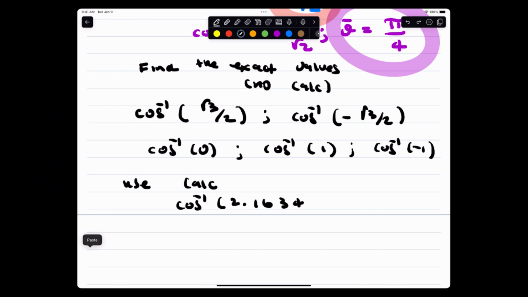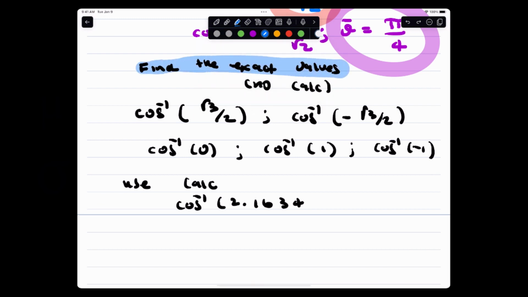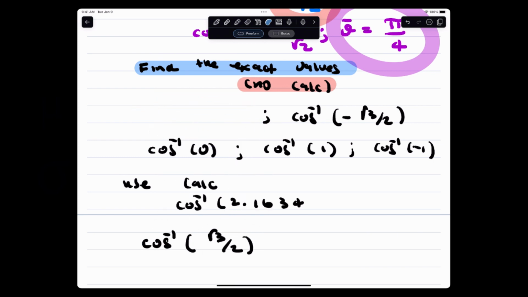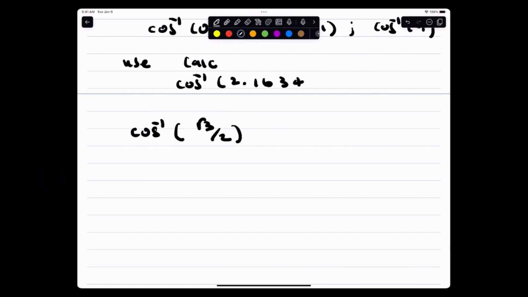Okay, should we try these out, ladies and gentlemen? Now, they want us to find what? Notice the language they're using. Find the exact values. No calculator here. So the first two are related, aren't they? Let's try this out. At least get the first two in, right?